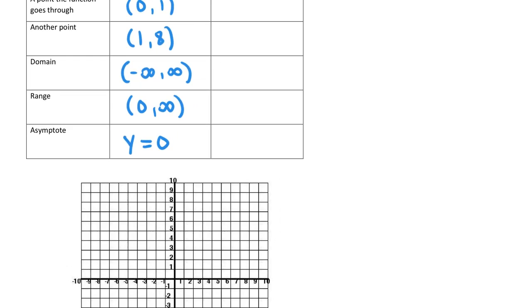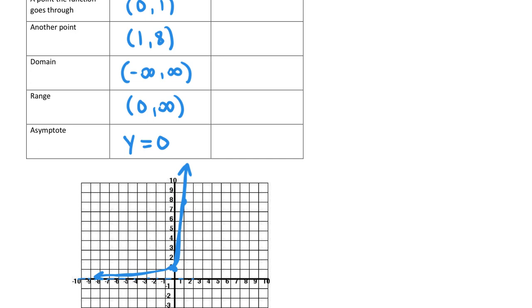So if we take that information and plot it on our graph, we get (0, 1), (1, 8), the horizontal asymptote, horizontal for exponent, sorry, vertical for logarithm. So there we go. There's our graph.